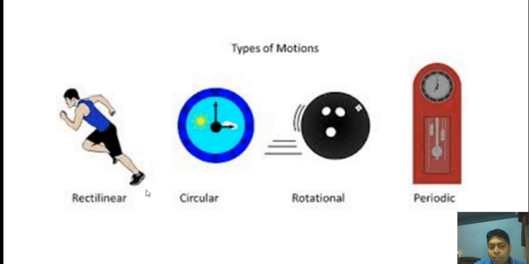If that is an example of one-dimensional motion, the question may come, what do you mean by two-dimensional motion? Two-dimensional motion means the position can change in two directions, x and y. For example, a plane of paper or a blackboard, where there are two axes, x and y, or a carom board. These are examples of two-dimensional motion.